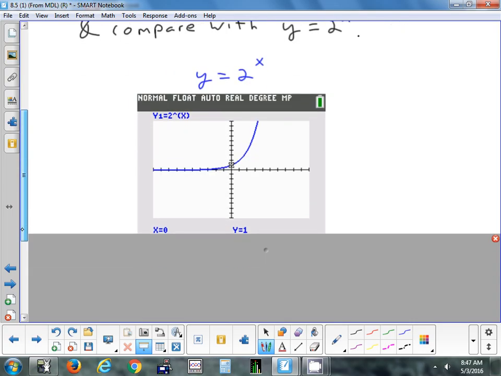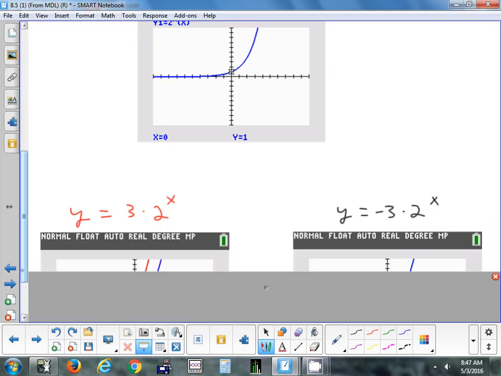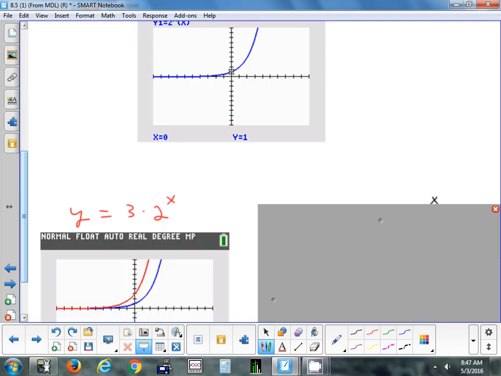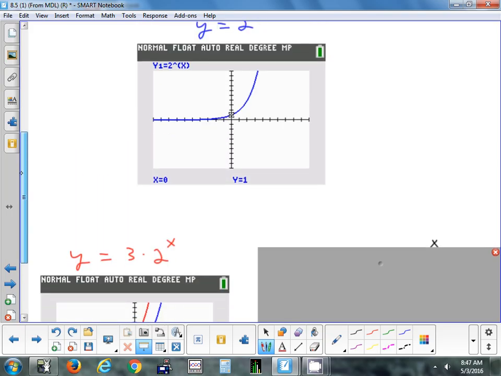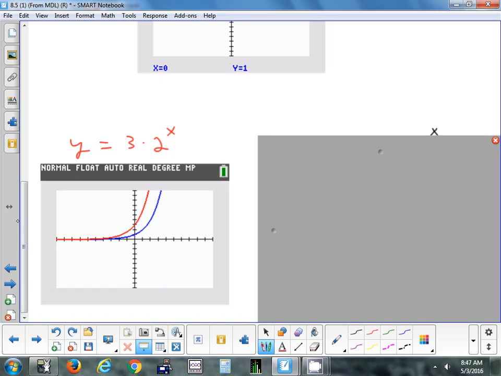That's 2 to the x. Here's what happens if you put a 3 in front. I still kept the original, so you could see the one in blue. Blue is y equals 2 to the x. Red is y equals 3 to the x. Looking at the picture, what did putting a 3 in, what did that cause the graph to do? Yeah, it went up faster.